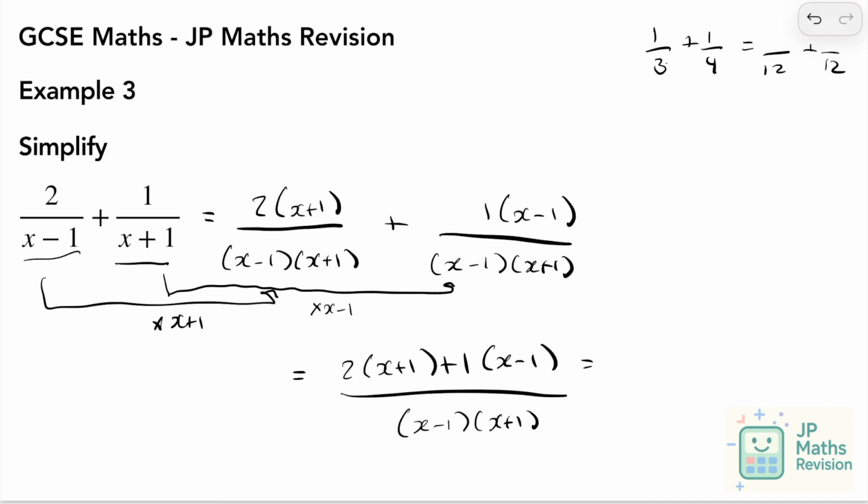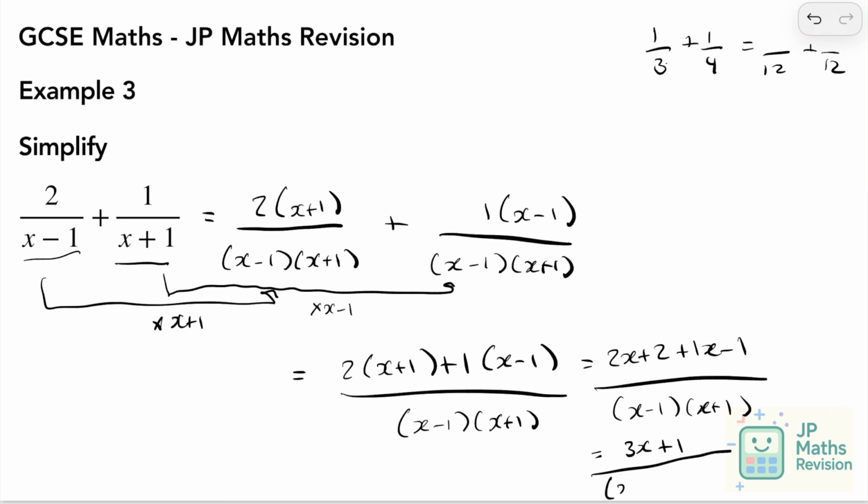If I expand the numerators, I get 2x plus 2 plus 1x minus 1 over x minus 1, x plus 1. And then 2x plus 1x, that's 3x. 2 minus 1 is 1. So it's 3x plus 1 over x minus 1, x plus 1. If I really wanted to, I could expand the denominator, but I don't have to. I can just leave it like that. So this is the answer to this question.